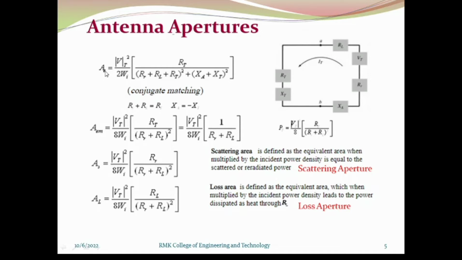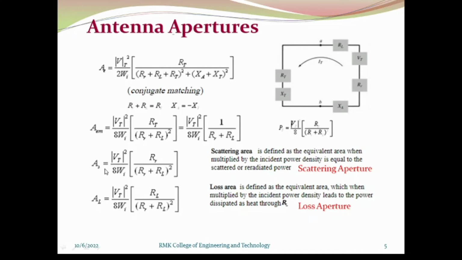From this effective aperture, we match the conjugate values, because we know that for maximum power transfer we match XA equal to minus XL and this value equal to R. Then the reactance part gets cancelled and we get the maximum value. So this is called the maximum effective aperture.